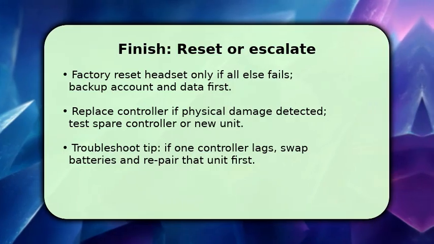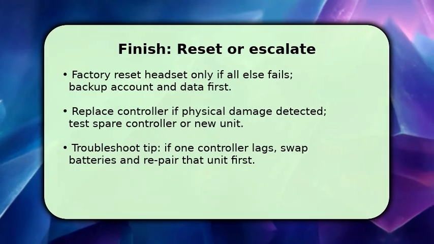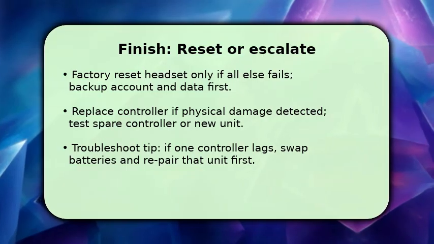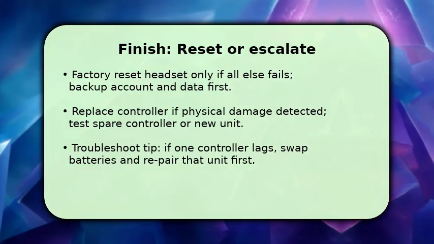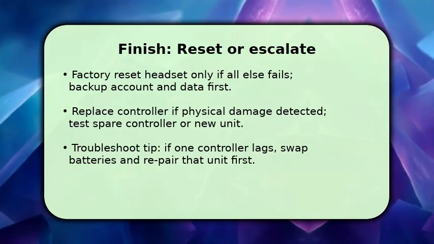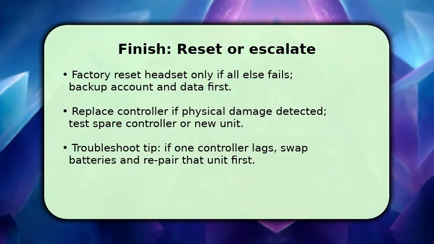If problems persist and a single controller still misbehaves, inspect for physical damage and test a different controller or replacement unit to isolate hardware failure. Once replaced or repaired, confirm tracking in a simple app to validate. If you remain stuck, contact Oculus support with logs and serial numbers.